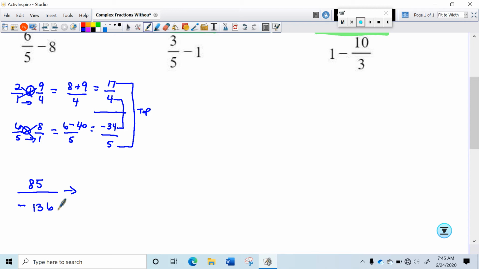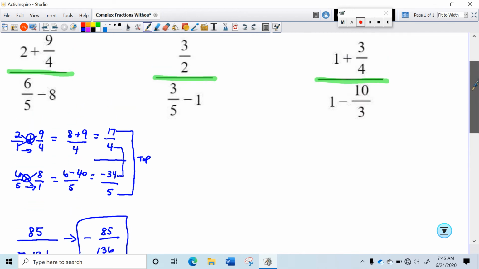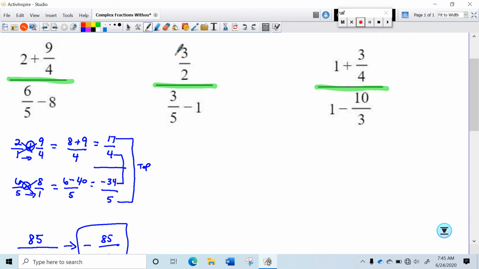So all I'm going to do is take this negative and put it out front. It really doesn't matter. It could stay on the bottom. And I'm going to have my answer. Okay, so on the first one, it's already simplified. 3 over 2. The second one, I have 3/5 minus 1 over 1.